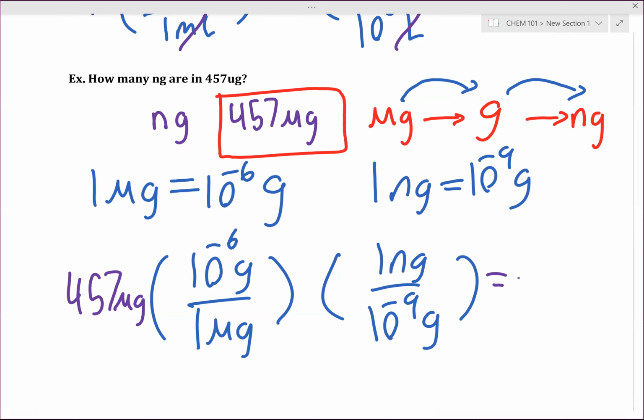Okay. So first and foremost, we're starting off with what number? What number are we starting off with? 457. So our first order of business is to enter 457 into our calculator. Okay. Now, what are we multiplying 457 by? Negative 6. 10 to the negative 6. So in order to do that, we're going to hit the EE button.